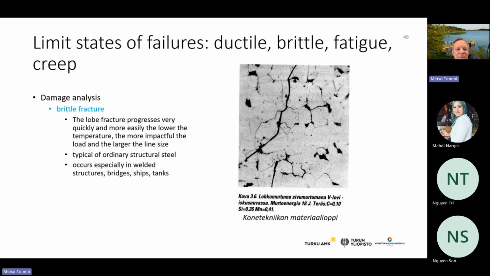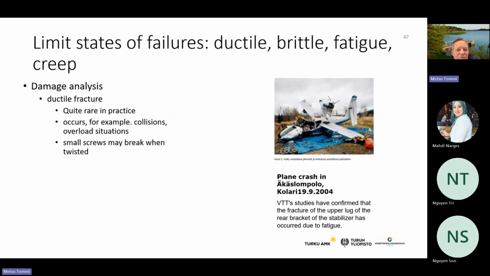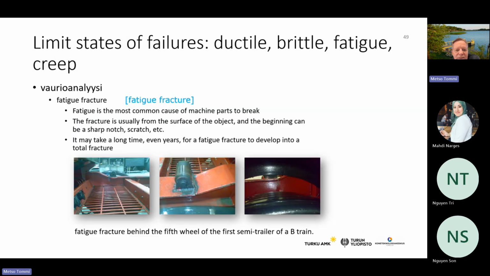There are some examples of failure. Actually, this is out of our area. This fatigue phenomenon we are not going to study, even though it's the most common cause of machine parts breaking, it's not included in our course.